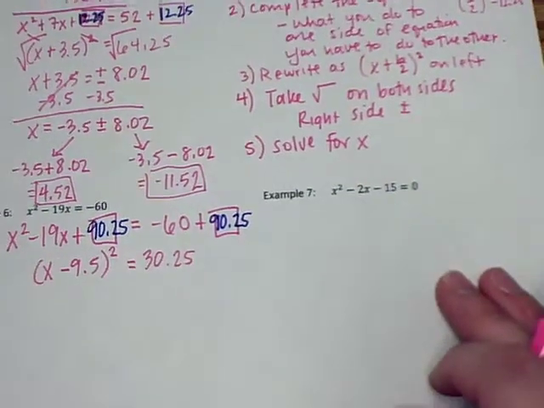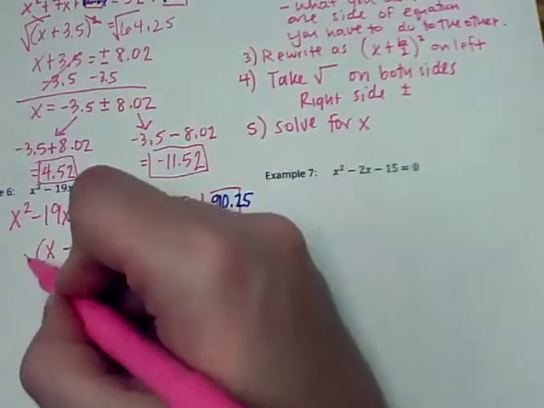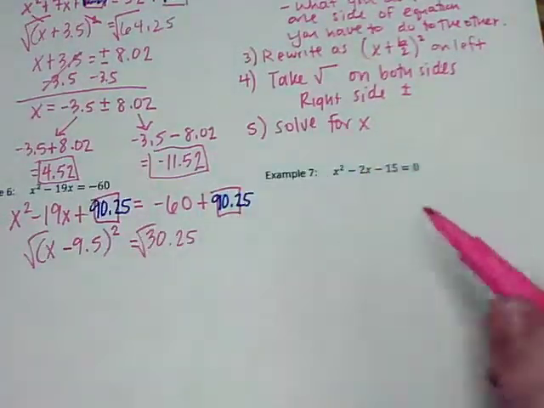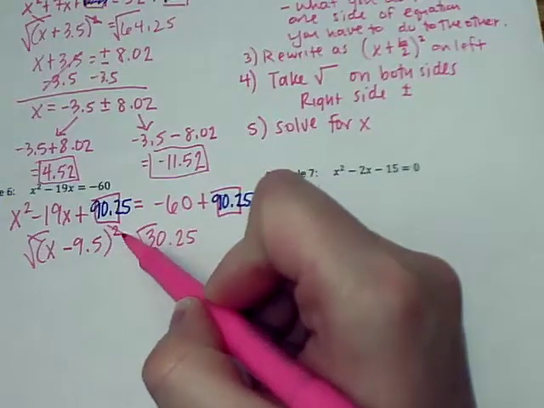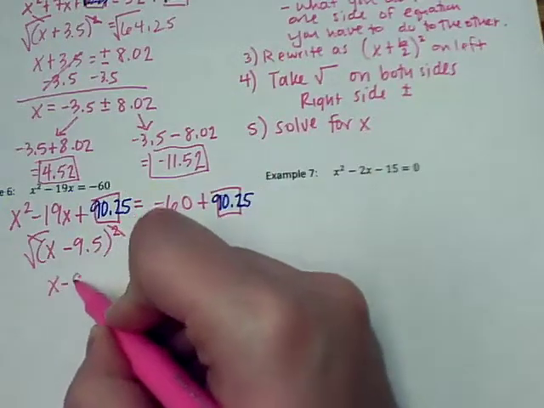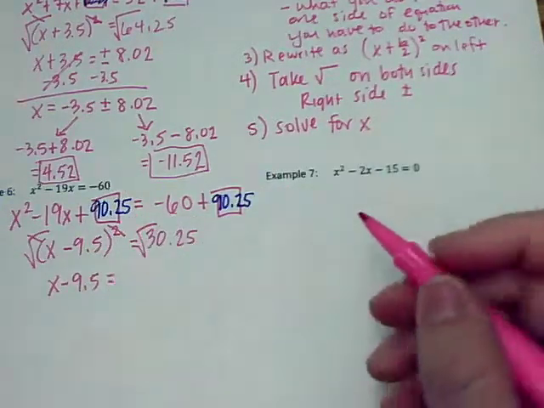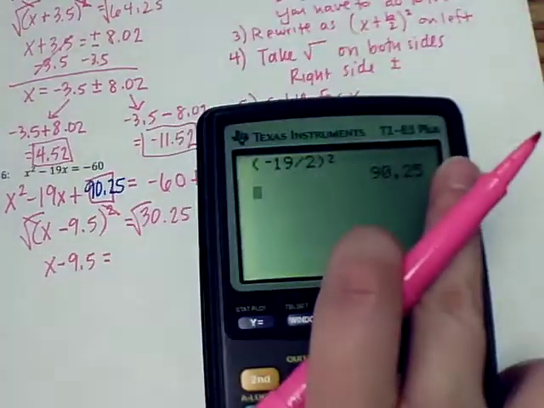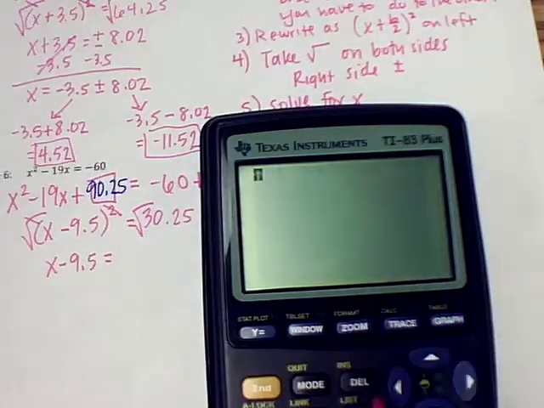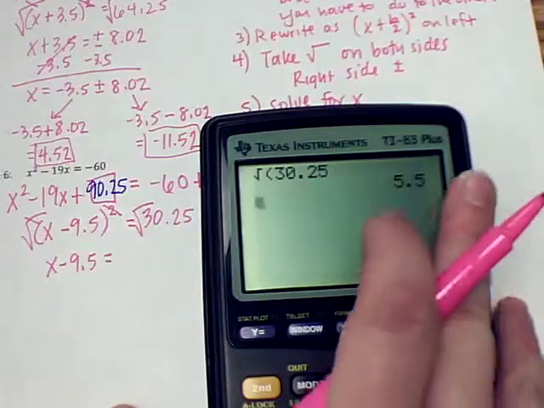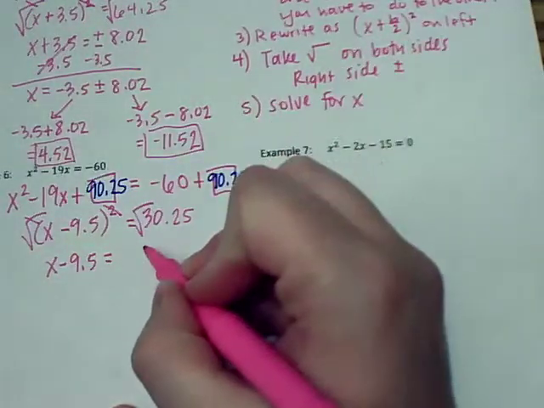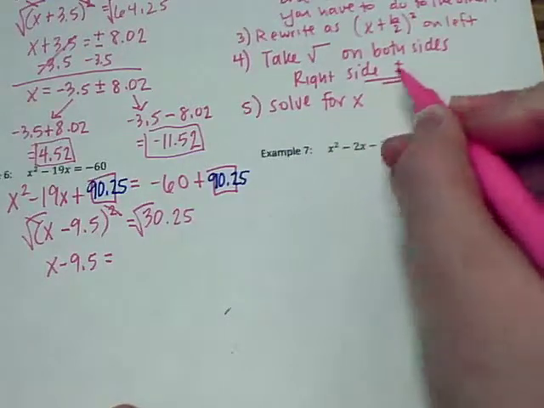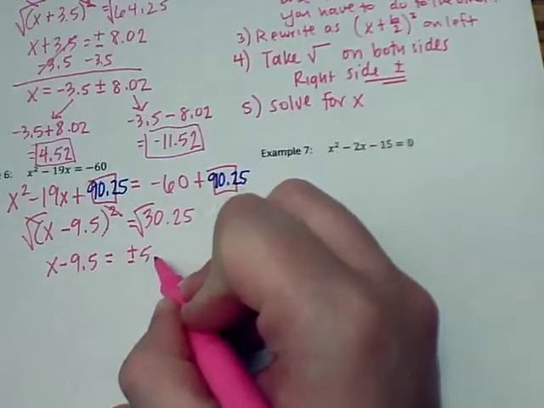So now step 4, we're going to take the square root of both sides. Again, the square root cancels the squared, so I have x minus 9.5. When I take the square root of 30.25, I get 5.5. Remember on step 4, that right side has to have the plus or minus, so I'm going to have plus or minus 5.5.